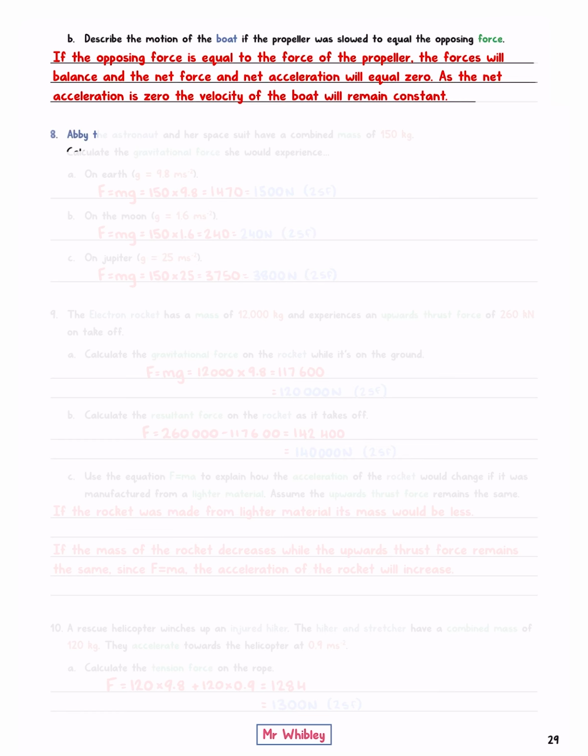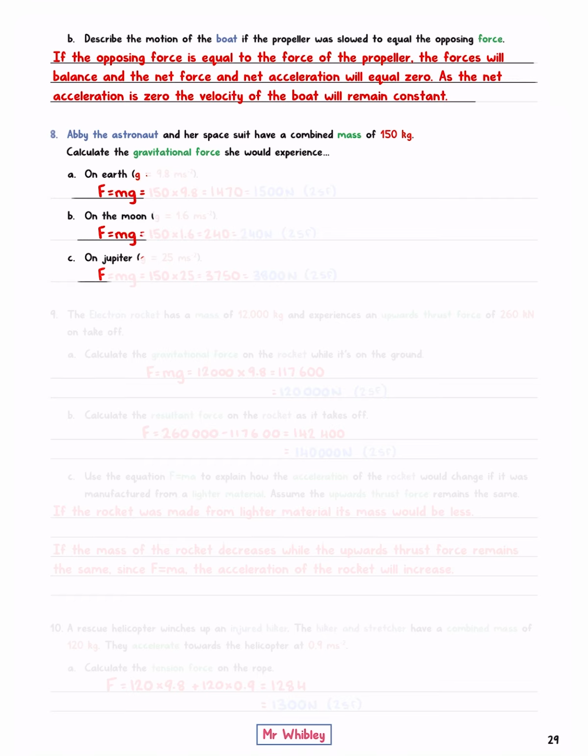Question 8. Abby the astronaut and her spacesuit have a combined mass of 150 kilograms. Calculate the gravitational force she would experience on these bodies here. Gravitational force is mass times the acceleration due to gravity. Our mass is the same in all cases, 150. However, our gravitational acceleration is different for each body.